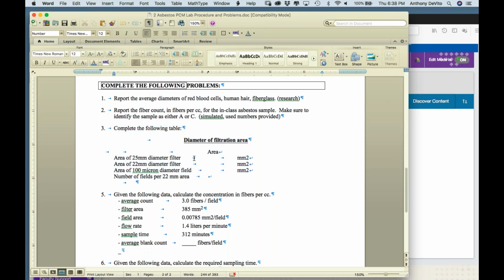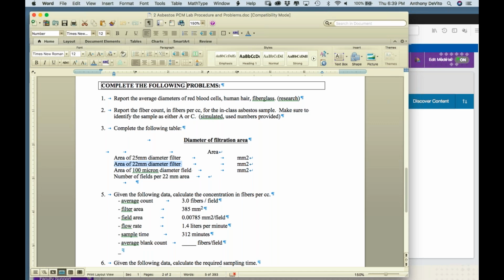What's the area of a 25 millimeter diameter filter? You're going to come up with so many square millimeters. Pi r squared: 12.5 squared times 3.14. What's the area of a 22 millimeter filter? Why do I ask you that? Because the outside edge is covered up, so you can't count it as part of the area that's been exposed. The real area you're interested in is not the 25 millimeter but the 22 millimeter area. So what's the area of that?